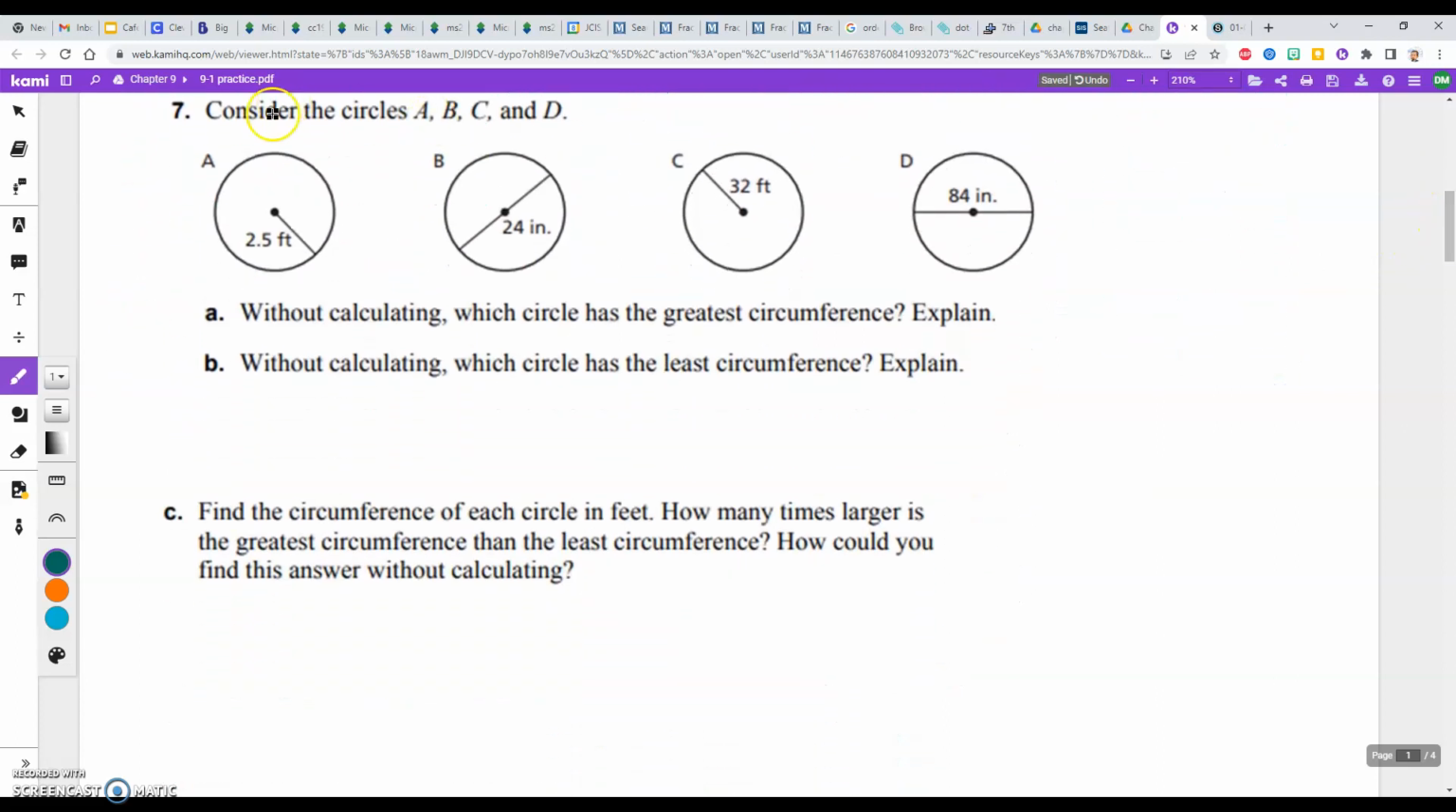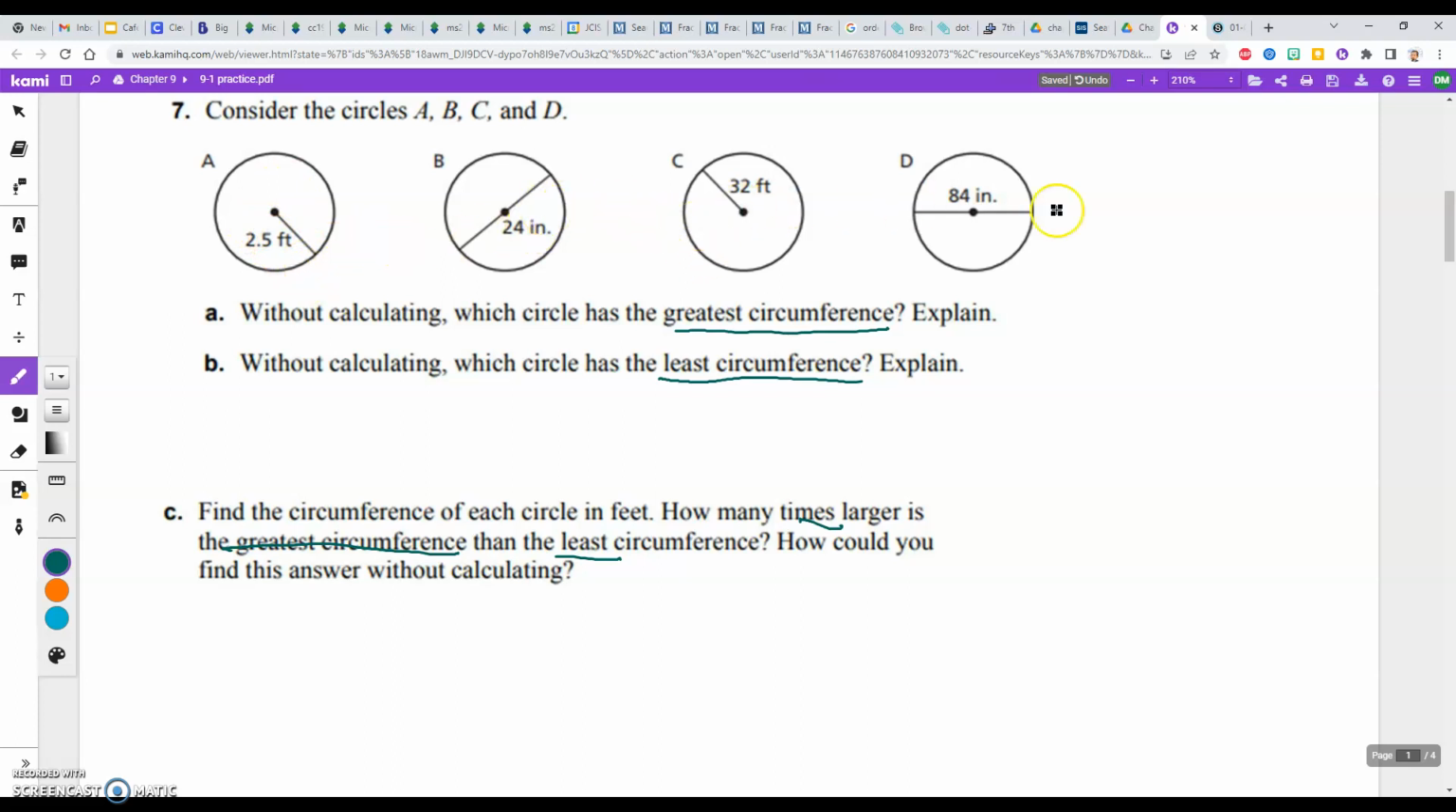So in these 4 circles, we're supposed to consider them and find out which has the greatest circumference, which has the least circumference, and then we're going to do something with that. We're going to find the circumference of each circle. How many times larger is the greatest circumference than the least circumference, and how could we answer without calculating?